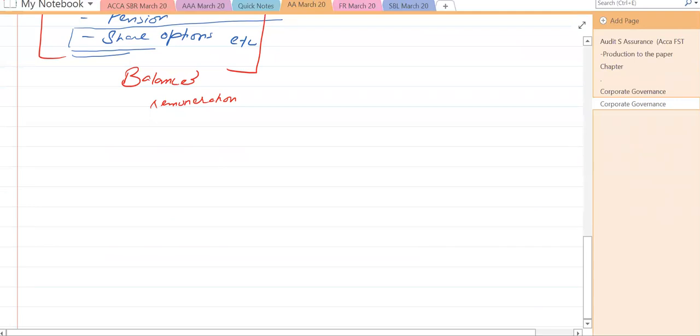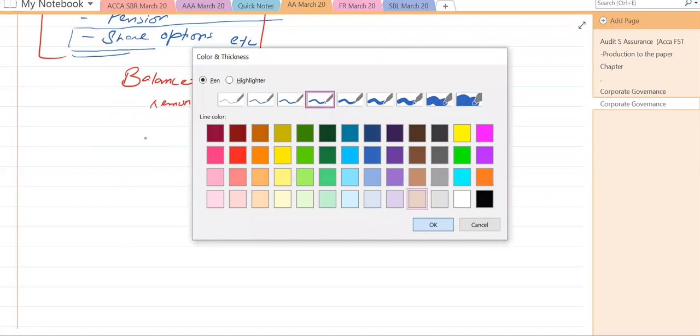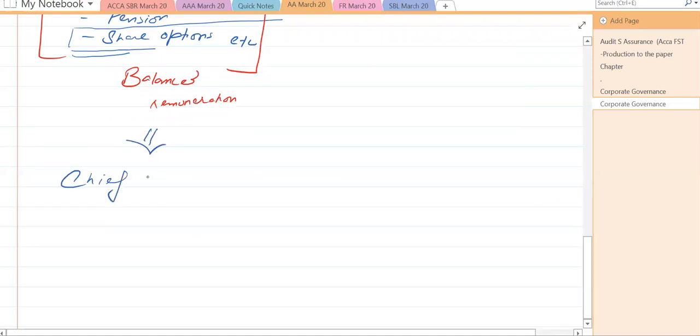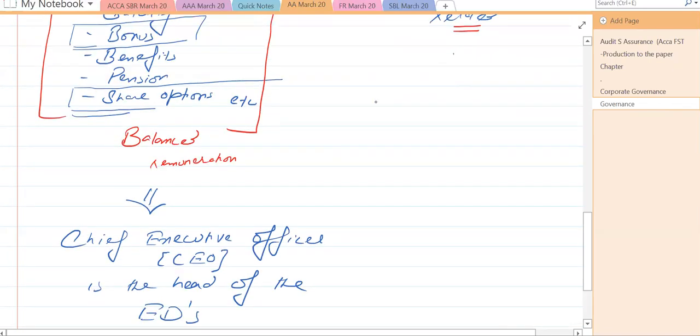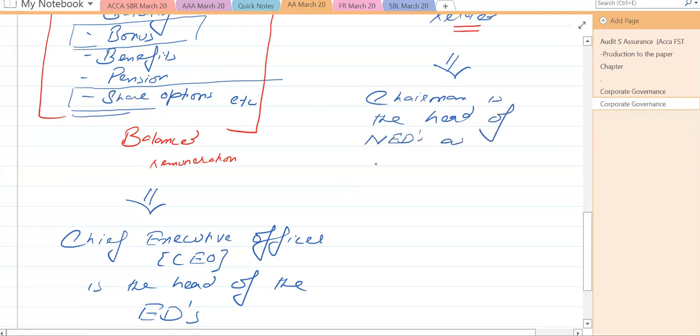Now, the chief executive officer, CEO, is the head of the EDs, and the chairman is the head of the NEDs as well as the board. So the chairman is the head of the NEDs as well as the board.